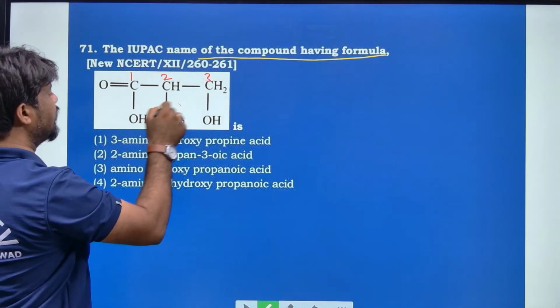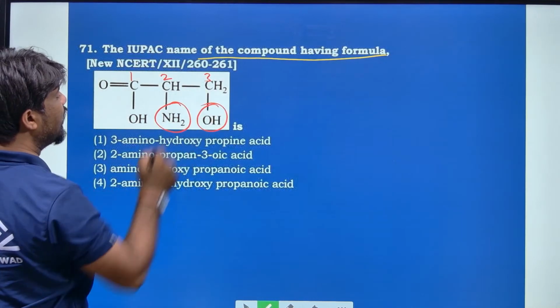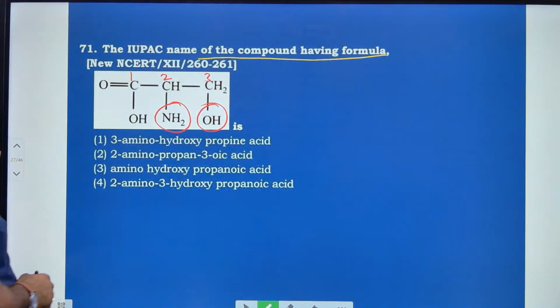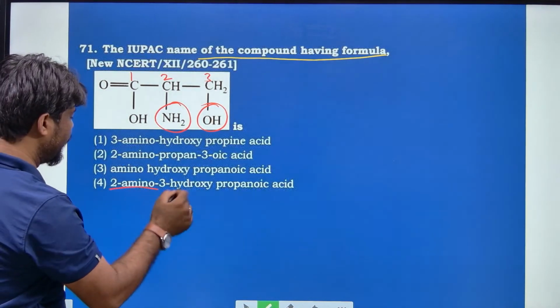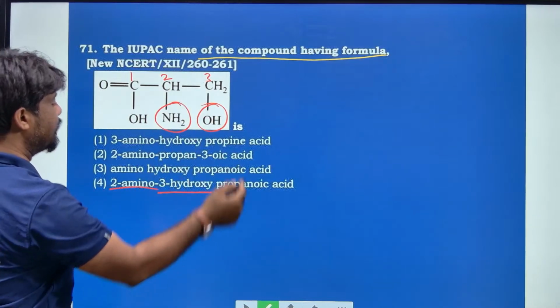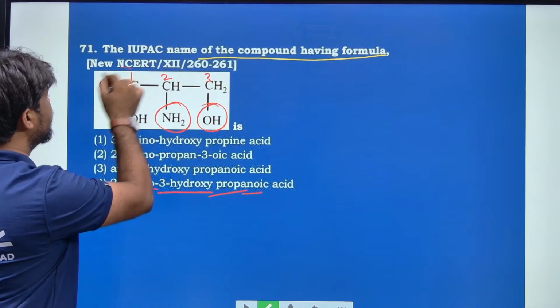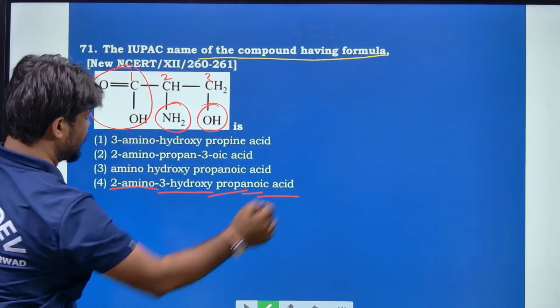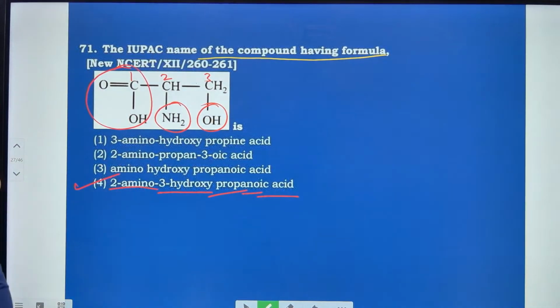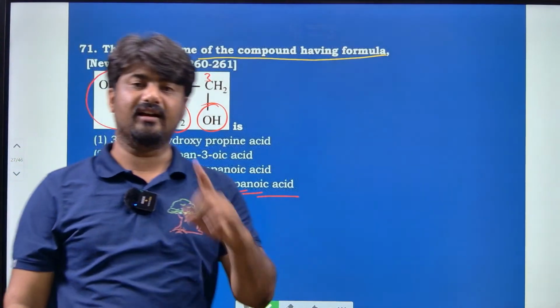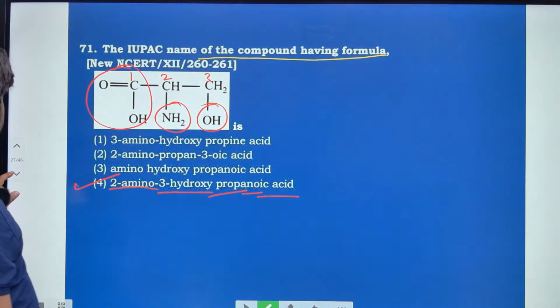For the second carbon there is amino, for the third carbon there is hydroxy. So 2 amino, 3 hydroxy. With 3 carbon atoms, that is prop. In between the carbons there is a single bond, AN. Here there is a carboxylic acid functional group, OIC. So 2 amino, 3 hydroxy propanoic acid is the right answer for the question. Well dear, I'll go to the next then.